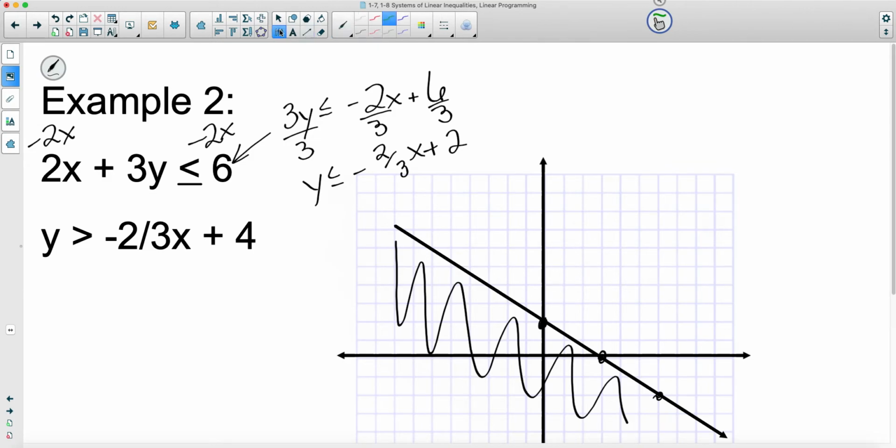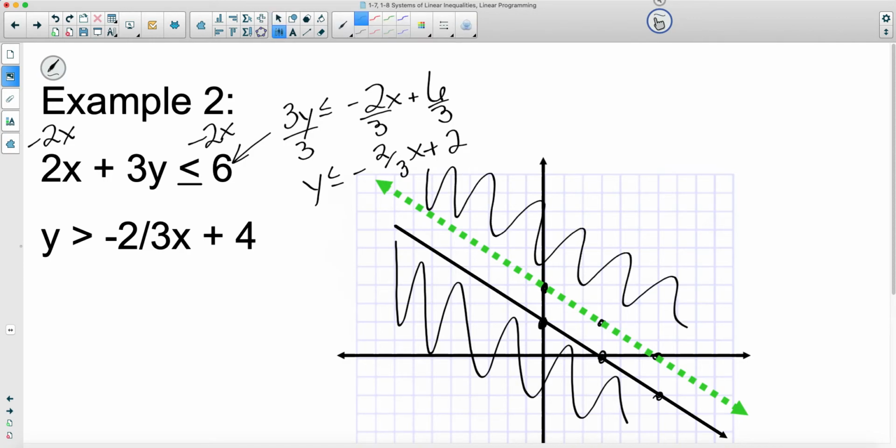Let's do our next one. So we have negative 2/3 x plus 4. So starting at 4, and we're going negative 2/3. So again, down 2, right 3, down 2, right 3. And then we end up with that line. So this one is going to be a dashed line. Okay, so we missed it a little bit. Let's adjust that. And we are shading above.